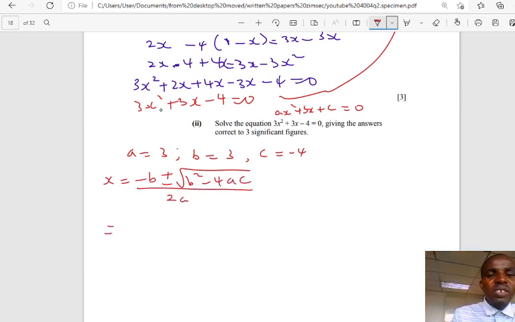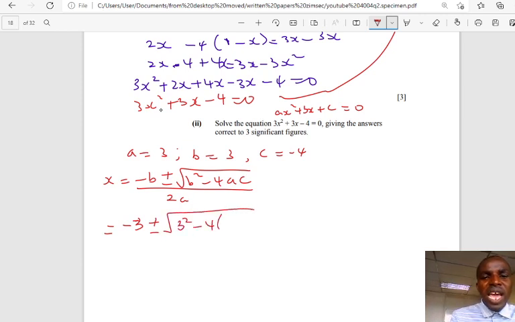Now substitute. x equals minus b, where b is 3, so put 3, plus or minus the square root of b squared, which is 3 squared, minus 4 times a, which is 3, times c, which is minus 4, all over 2 times a, 2 times 3.